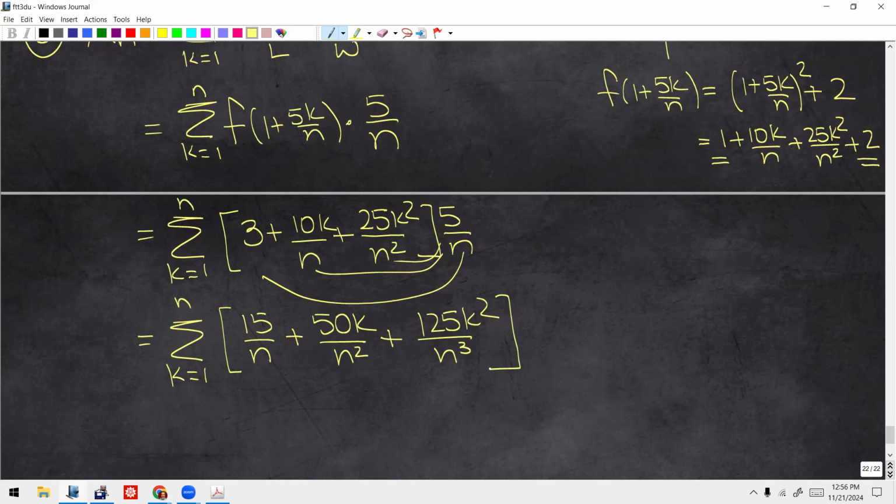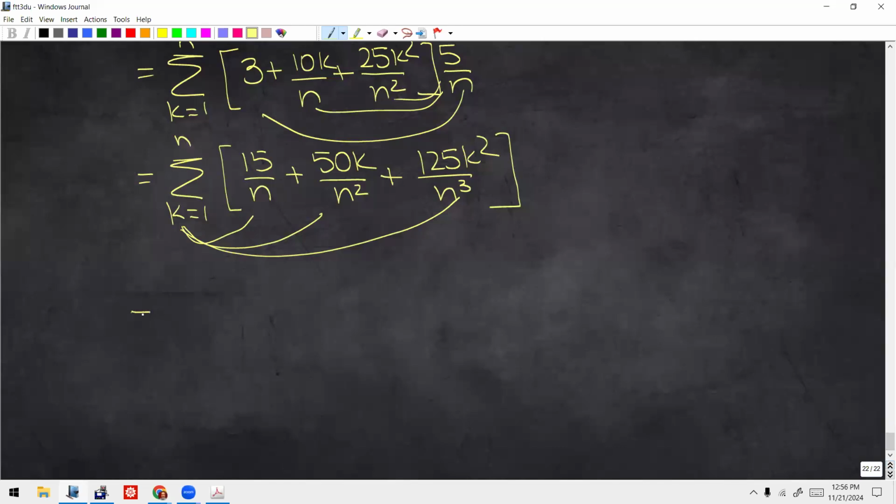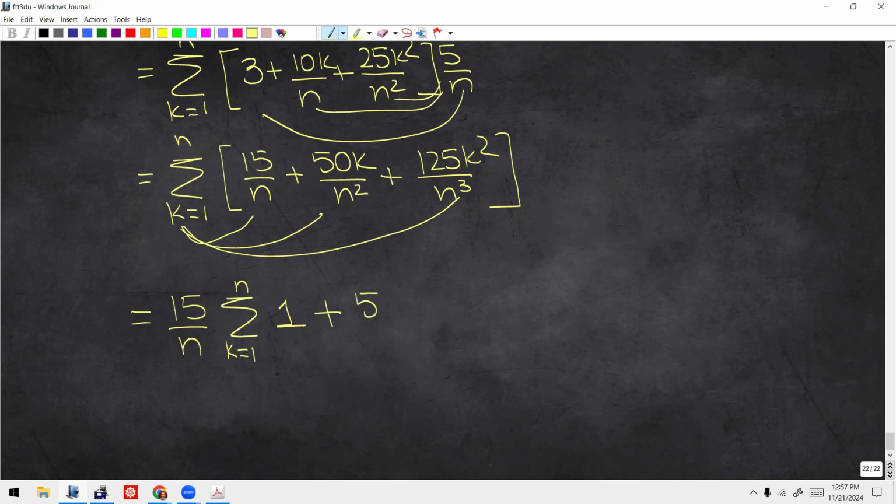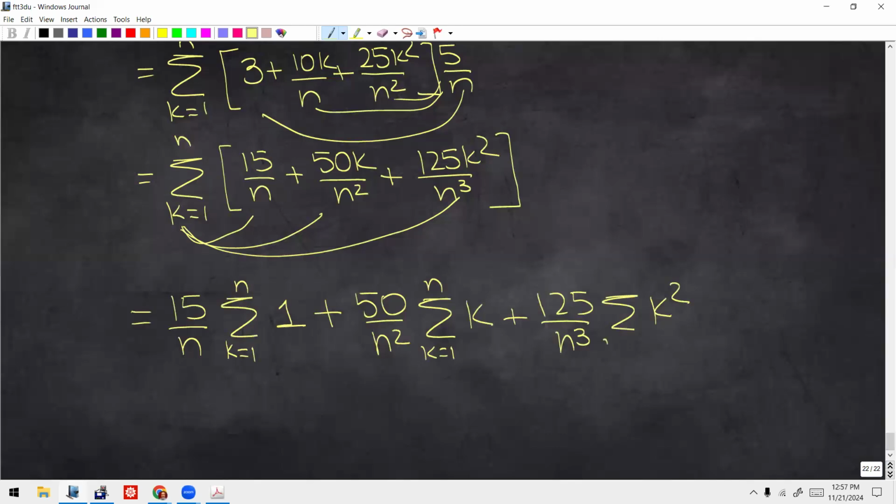2 more steps. Good so far? Then what do we do? We go ahead and distribute the summation. Anything that doesn't have a k in it, we can pull out. So let's do that. So we get, in the first term, everything comes out. So if everything comes out, we're always left with what? 1. If everything comes out, you're left with 1. Plus we get 50 over n squared summation of k plus 125 over n cubed summation of k squared.